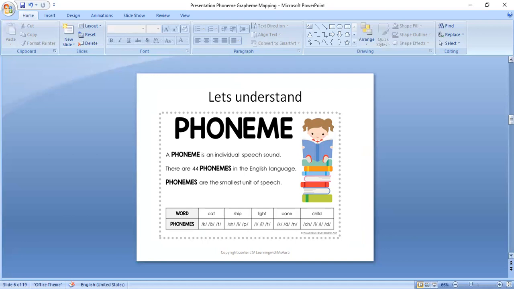They are the smallest unit of speech, as we have cells in our body as the smallest unit of body. Similarly, phonemes are the smallest unit of speech. Here in this table, I have mentioned few words and I have bifurcated phonemes as well. As you can see in this picture, digraphs and blends are written together, but individual sounds are written individually.